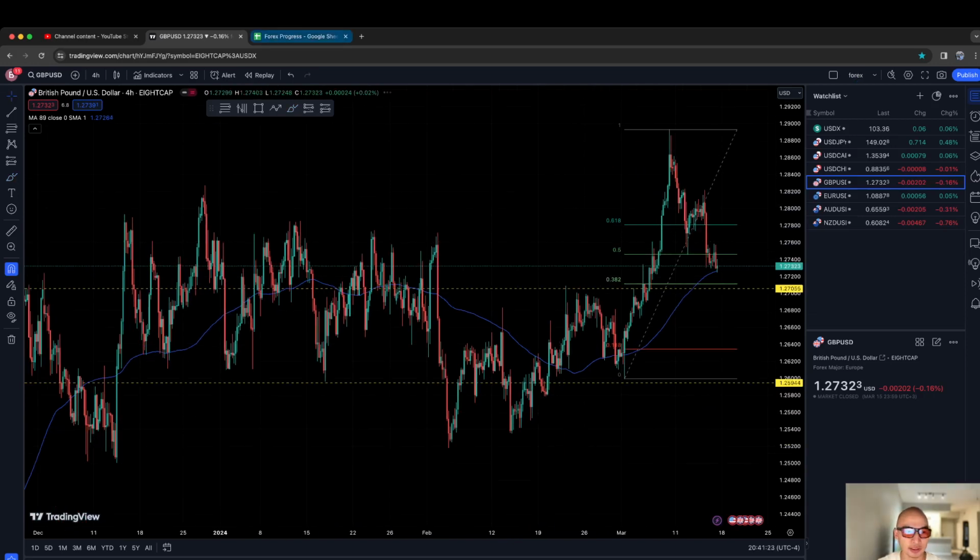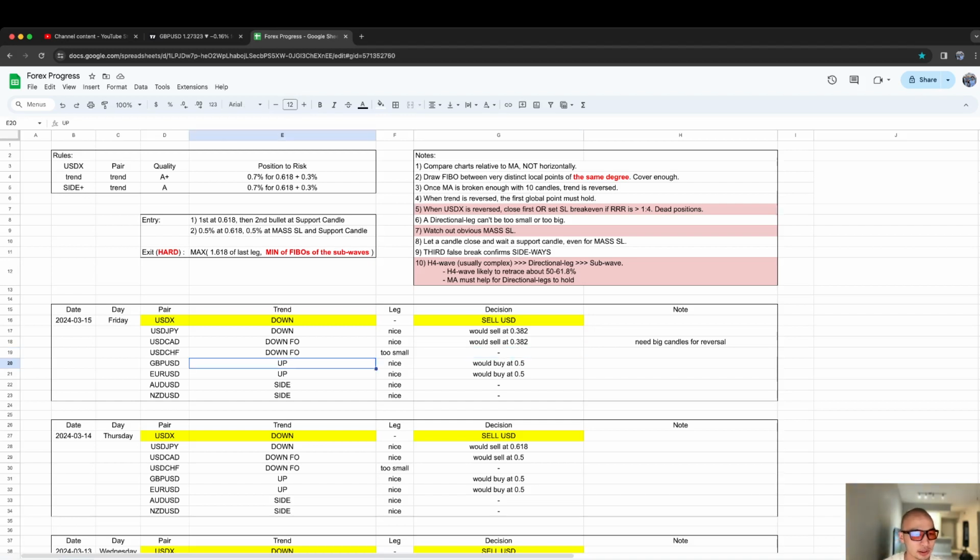Okay, now let's write it down. Pound USD trend is up, nice. I would definitely buy if I have a chance. Pound USD.